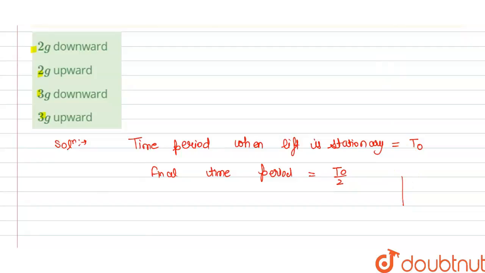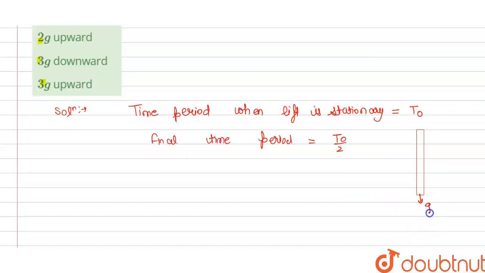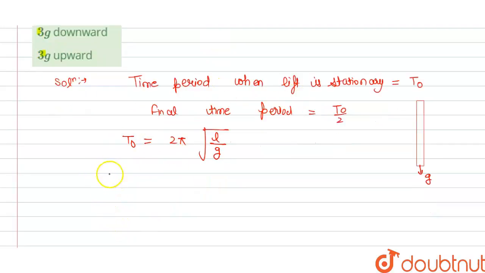So let us suppose we can draw here the lift. So let us suppose this is our lift and it is at rest. So acceleration due to gravity is acting in the downward direction. So we know that the time period T0, the initial time period, is 2 pi under root L, length of the pendulum, divided by g. And we have the final time period.